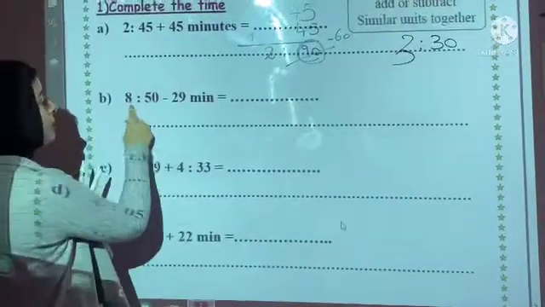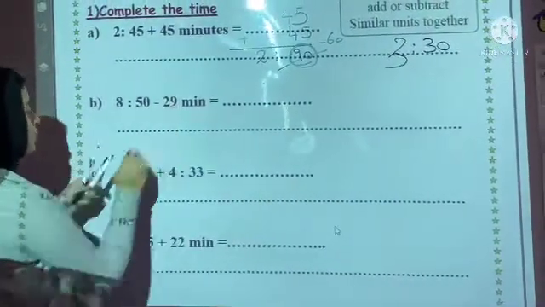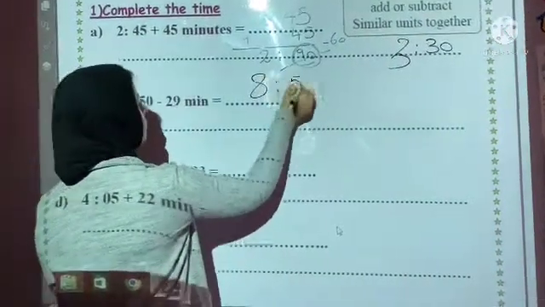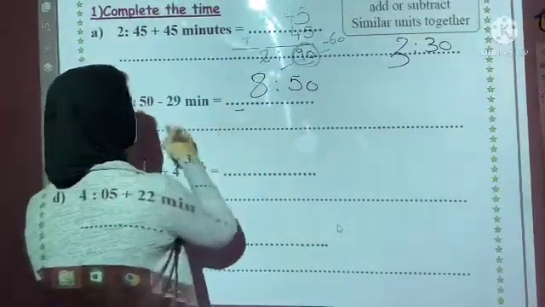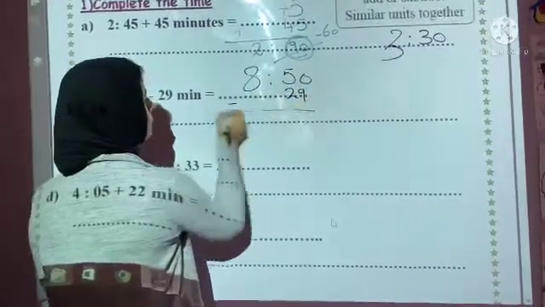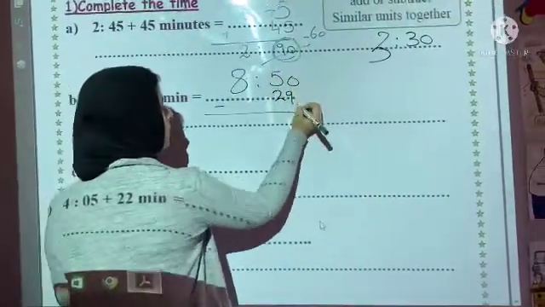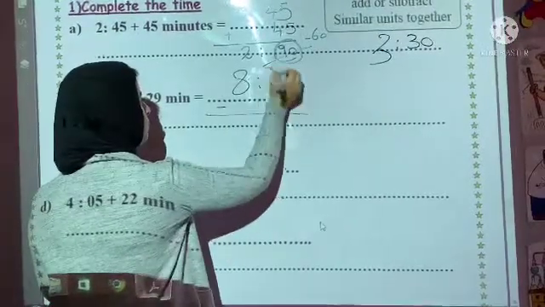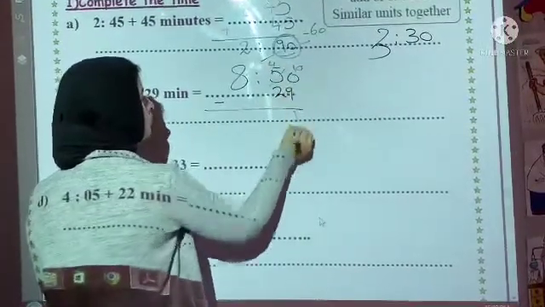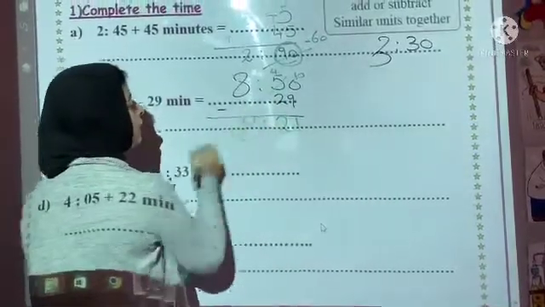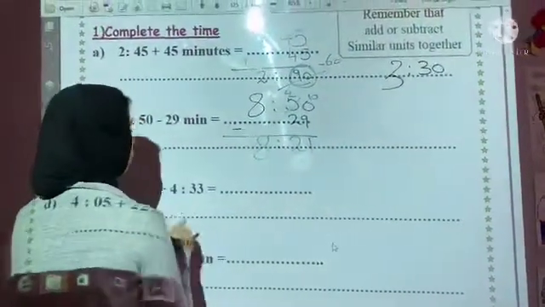So here I have 8 and 50 minutes minus 29 minutes. I'm gonna write 8 and 50 minus 29. Let's subtract. So 0 minus 9 doesn't work. 5 borrows 1, it will be 4, and this 0 will be 10. 10 minus 9, 1. 4 minus 2, 2. And 8 will be 8 the same, so it will be 8 and 21.